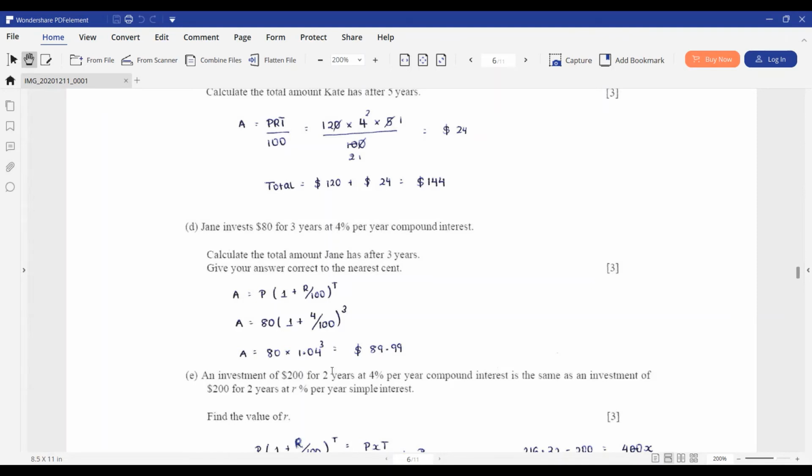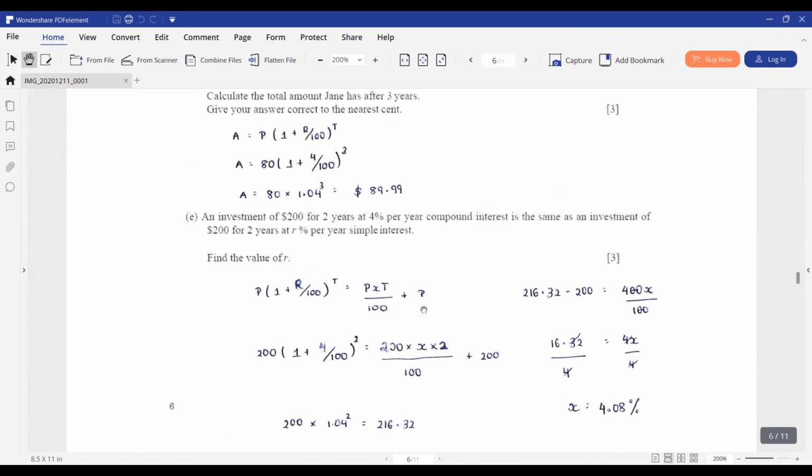This is equal to $89.99. We would normally have rounded this off to $90, but we can't because the question says give your answer correct to the nearest cent.